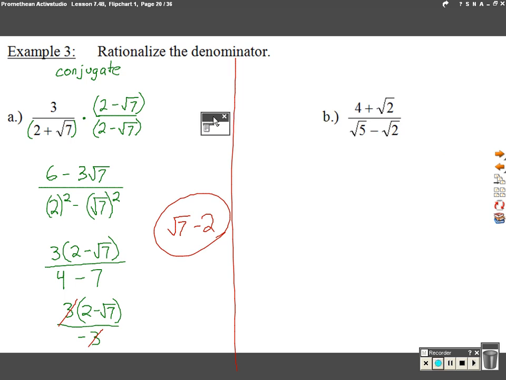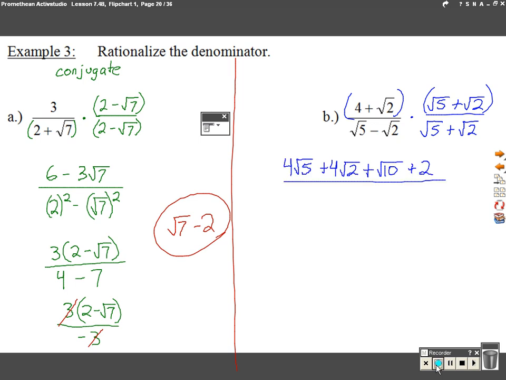In the next example, again, we're going to multiply top and bottom by the conjugate, which is the square root of 5 plus the square root of 2. Our numerator, in this case, we actually have to FOIL, as we multiplied radical expressions earlier in the lesson. When you FOIL that numerator, this is what you get. You don't have any like radicals to collect, so you really just have to leave it at that.